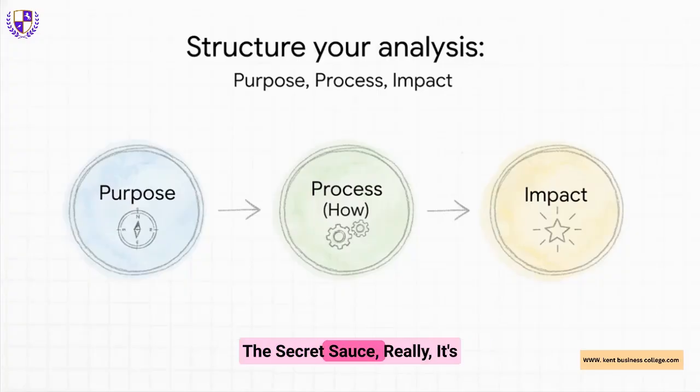The secret sauce, really. It's the reflective analysis. Olivia shows Jody how to frame it perfectly. You've got to explain the purpose, why you did it, then how it actually helped control the project, and finally, the impact it had on the business. Just remember that formula. Purpose, process, impact. That's what the assessors want to see.